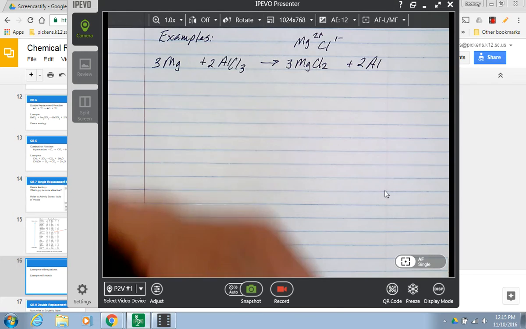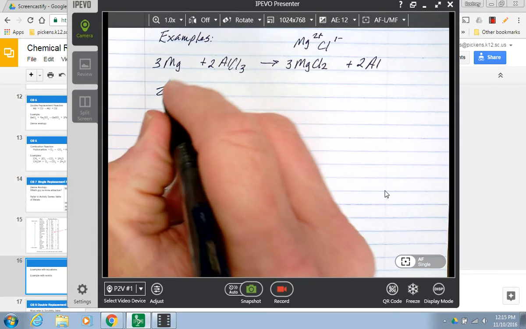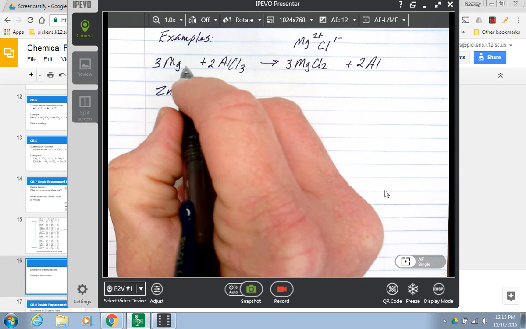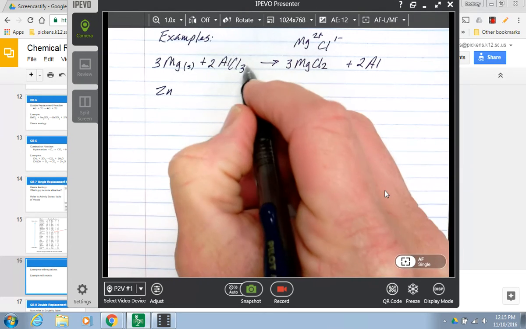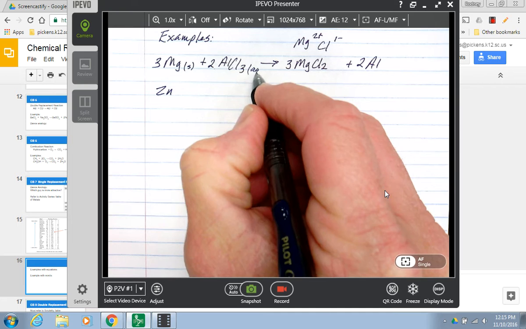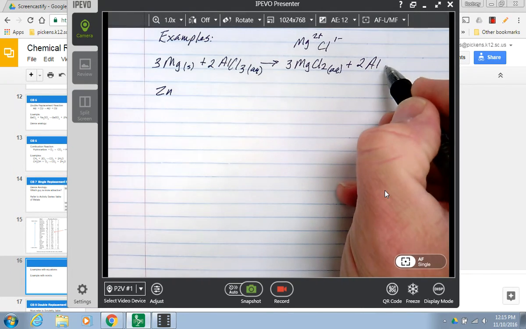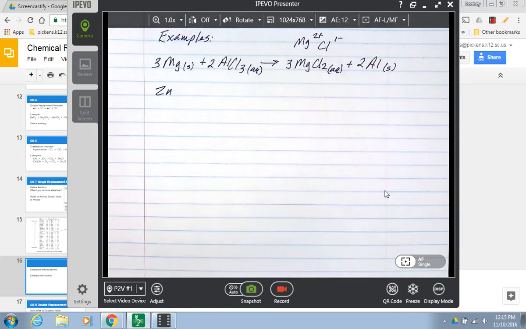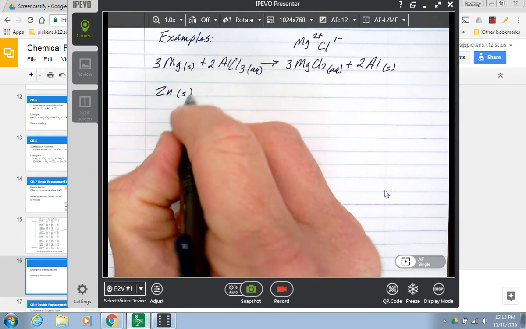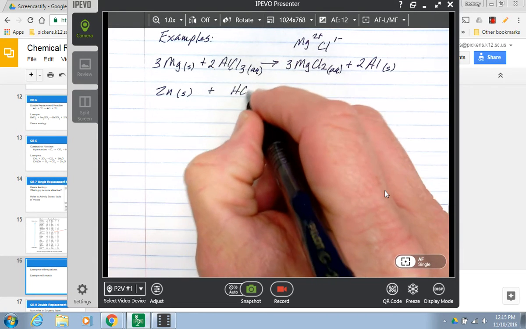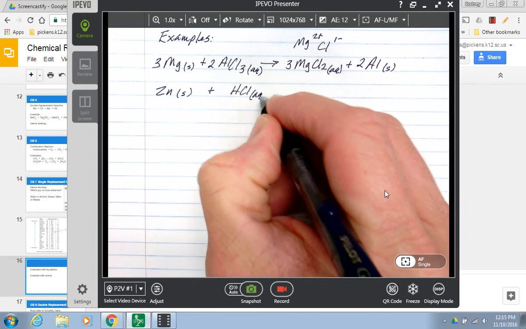All right, let's do another one. Let's do zinc metal. Let's go ahead and put our state symbols in here too. Since it's a metal, this one's a solid, and this would be in solution. This would be aqueous. This one would be aqueous, and this one would be a solid. All right, so let's go ahead and put those state symbols in there. All right, let's say we had zinc metal, that would be a solid, plus a solution of hydrochloric acid, HCl, so that's aqueous since it's a solution.